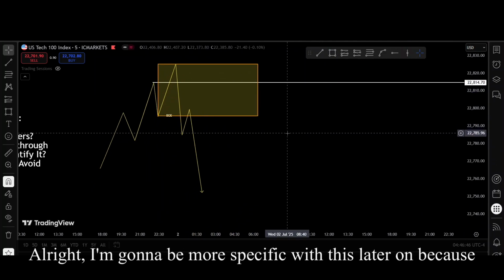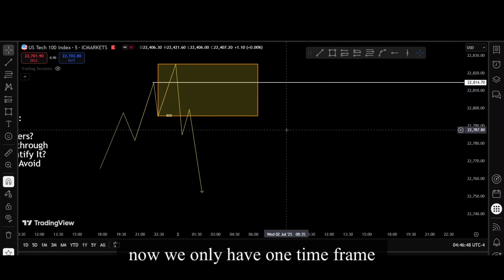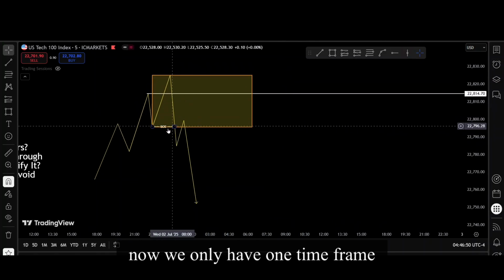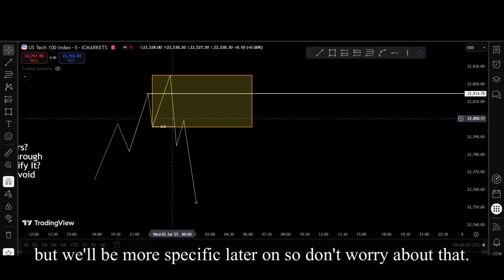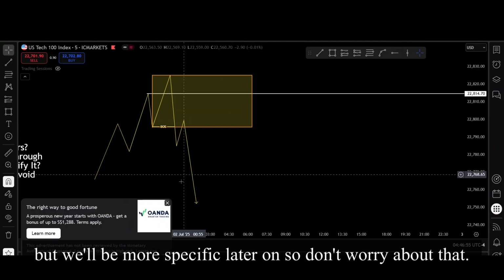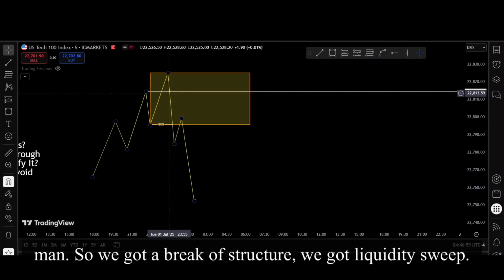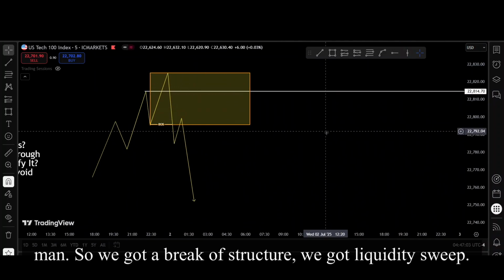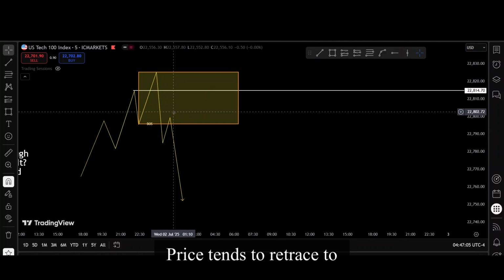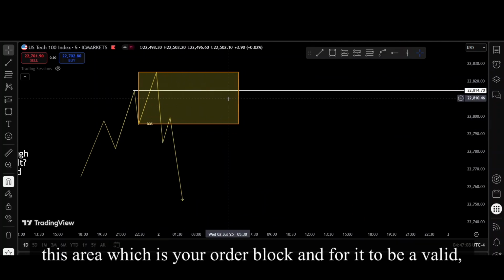I'm gonna be more specific with this later on, because now we only have one time frame, so don't worry about that. It won't be this huge. So we got a break of structure, we got a liquidity sweep. Price tends to retrace to this area, which is your order block.